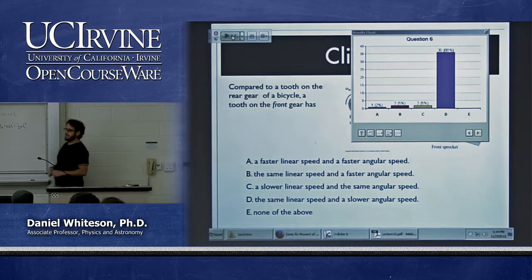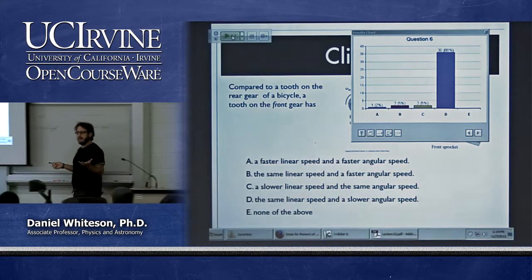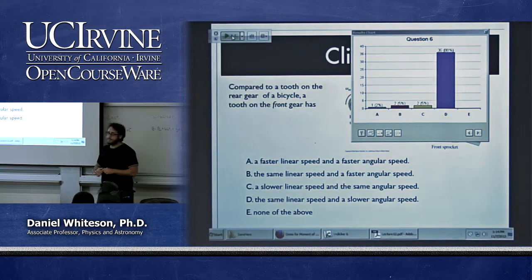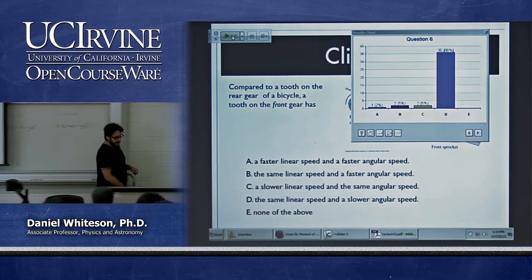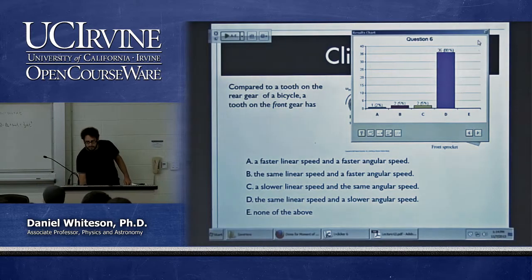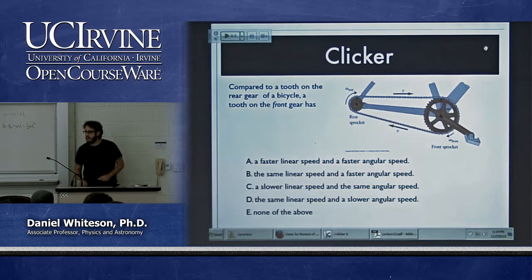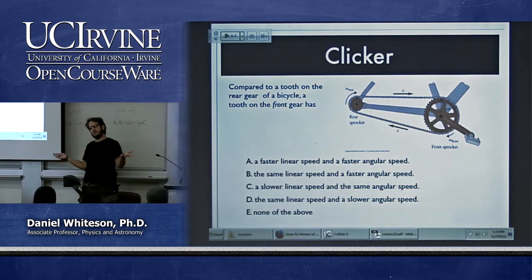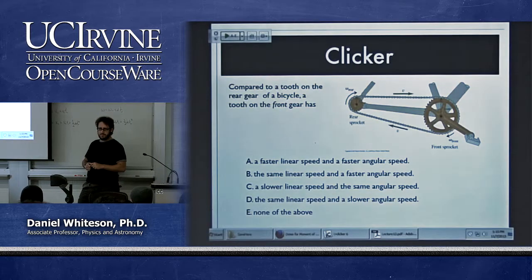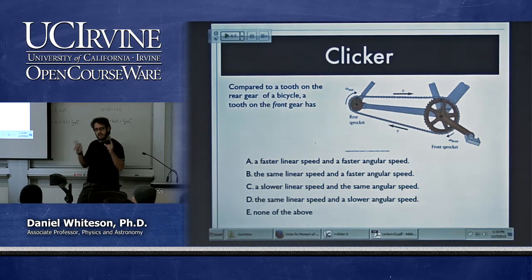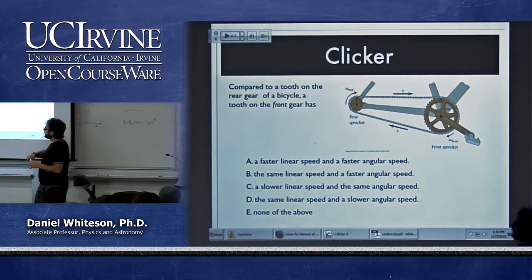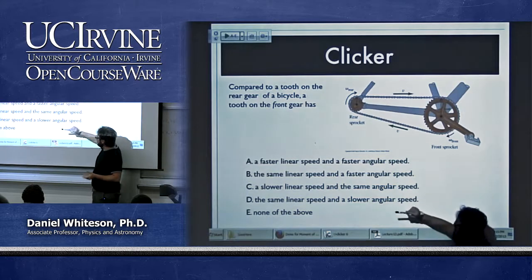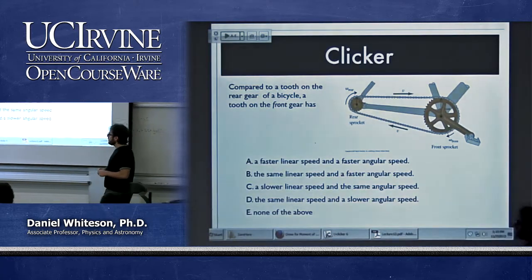Okay, so how do we solve this one? Well, we're being asked about the linear speed and the angular speed, so let's take it one at a time. Do they have the same linear speed or different linear speeds? Same. We just talked about that for 5 minutes, right? The same problem a minute ago, the chain and force is having the same linear speed, right? Unless the chain is stretching weird. So it has to be the same linear speed. That means it's B or D, or perhaps still E, but it can't be A or C.